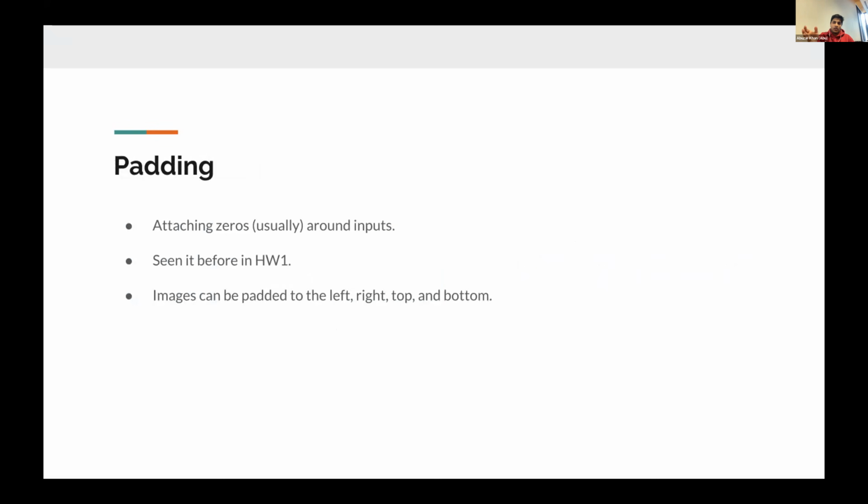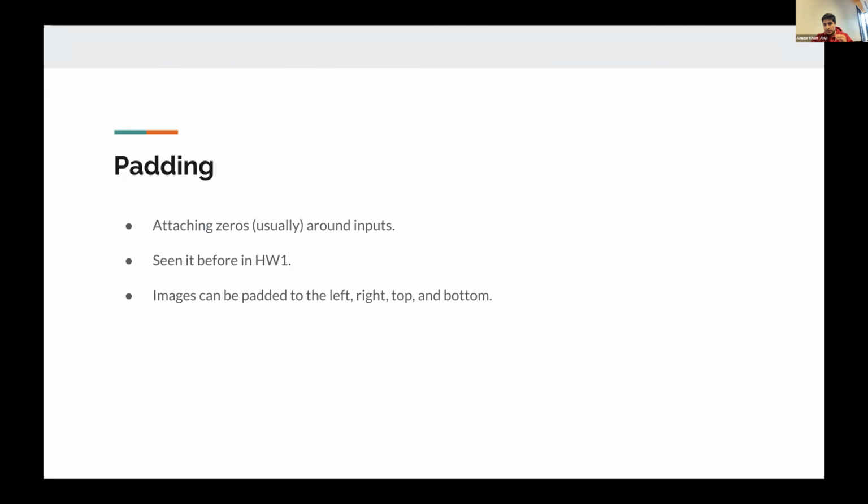Now, what is padding? We've done this in homework 1. Essentially, you add zeros. It can be any value, but 0 tends to be convenient. We add zeros before and after the 1D input that we had. In images, we can pad them on the top, on the bottom, on the left, and on the right. So you can get padding on all four sides of the image. And of course, this extends to channels. You can pad all the channels on all four sides, right?